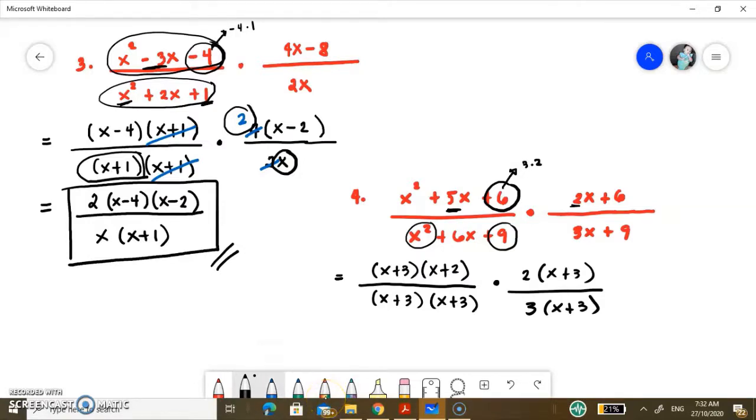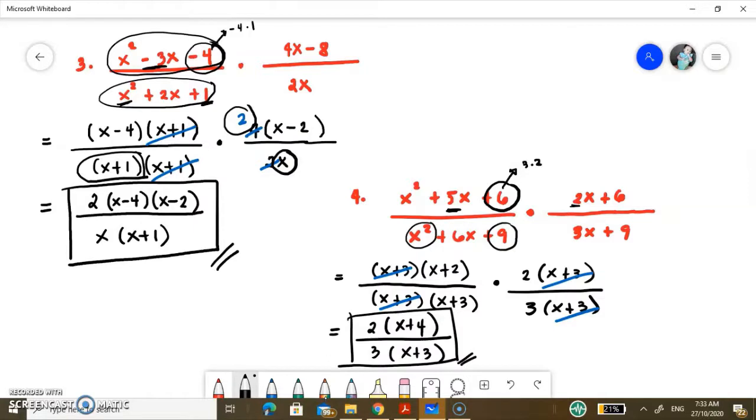And then, we cancel out common factors. So, we have, this could be cancelled out, right? Ito din. So, pwede itong isa. Pero, ayan lang naman siya magkatapat. So, yun na rin. And then, ayan. We rewrite what's left. Hindi na masisimplify yan. You can have 2 times x plus 4 over 3 times x plus 3. This would be your final answer.